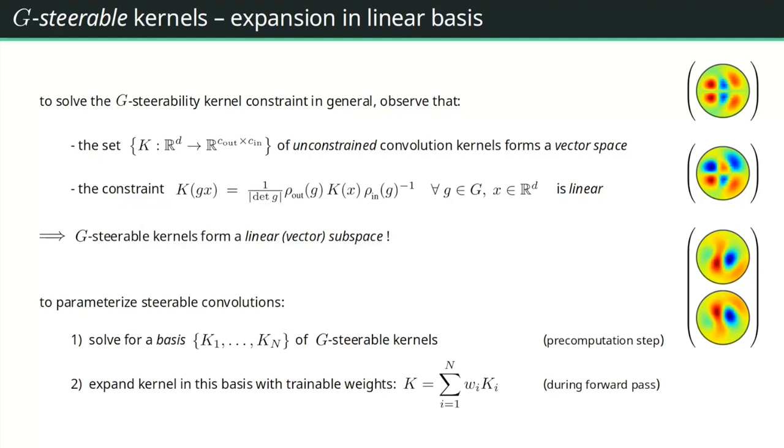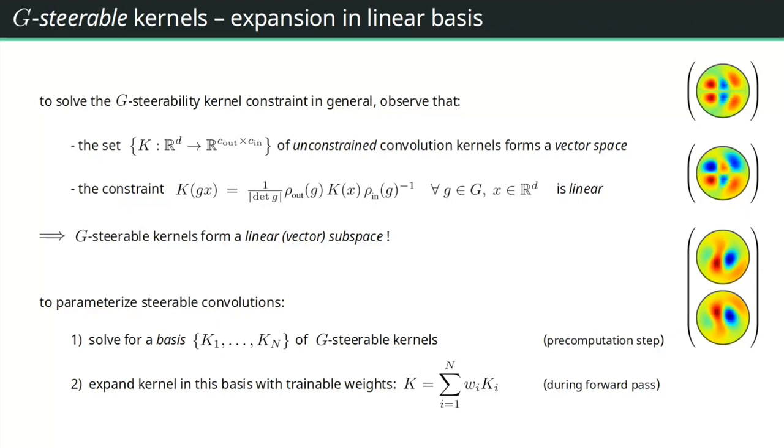And this means that if we want to parameterize such a space of steerable kernels, all we have to do is to solve for a basis of steerable kernels. And then we can expand the most general G-steerable kernel in terms of this basis. So we have trainable weights Wi, and then our general kernel is just a linear combination with learned weights of these steerable kernels. And I included here these kernel pictures in the top right.